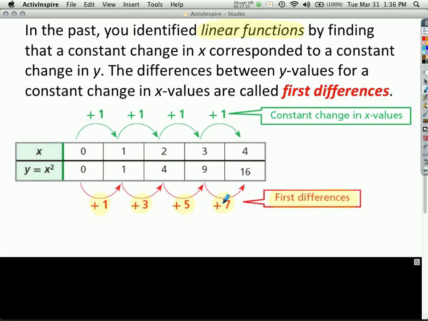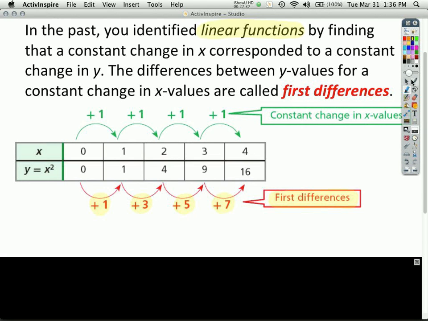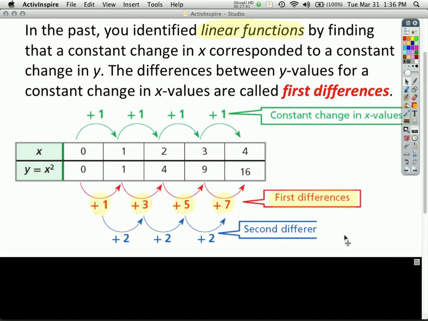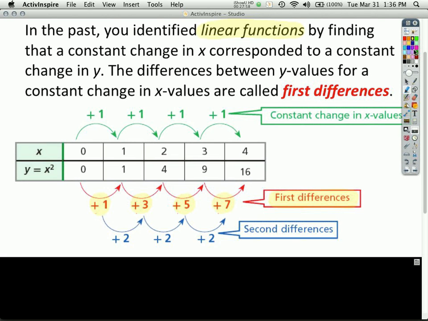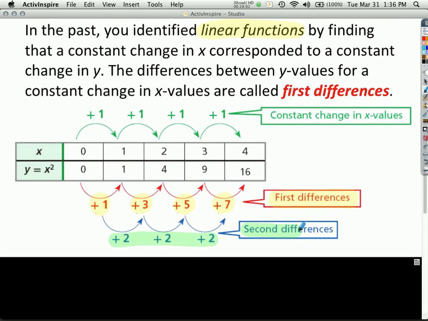So how could you tell if something was quadratic? There's a different way to tell, well, along the same lines, there's something called the second differences. It's the differences of the differences. This is the first differences. Now if we take the difference from here to here, and here to here, and here to here, if that is constant, if that is the same, the second differences are constant, then it's quadratic.